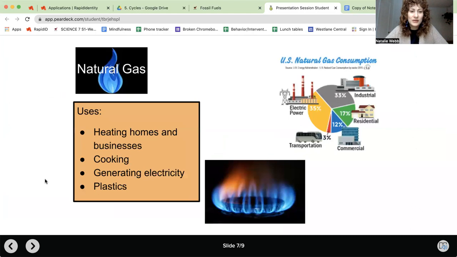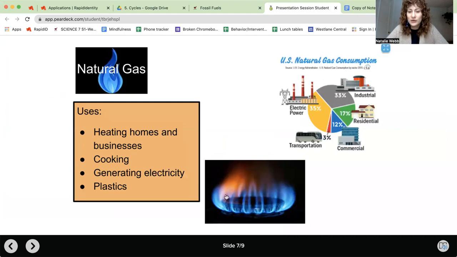So finally, natural gas. Natural gas is the gas form, and it is primarily used for heating. It's really easy to burn, and then we can transform that heat. We can burn it and just use it in our homes, our buildings, businesses. We also use it for cooking.